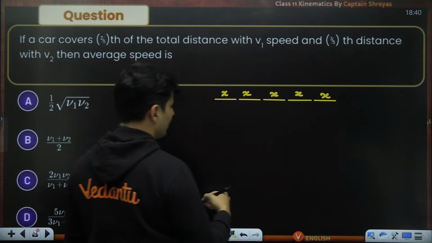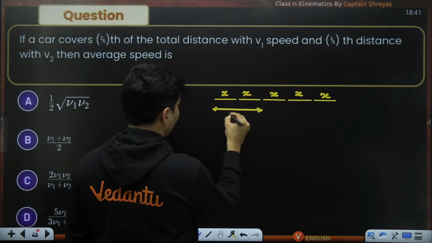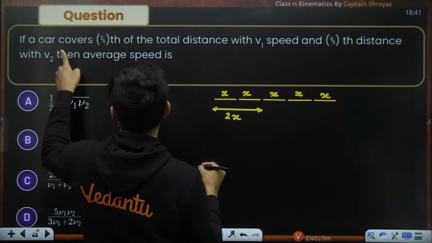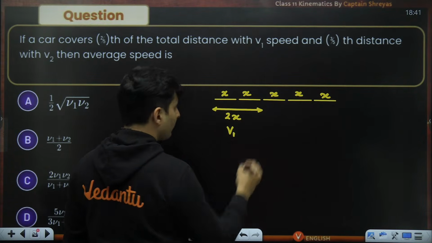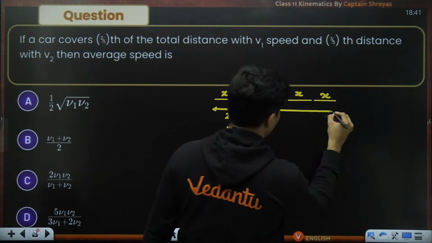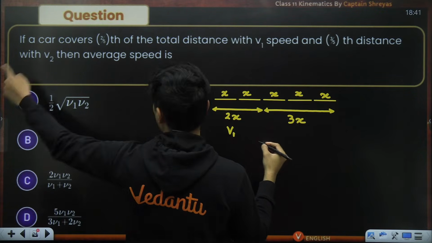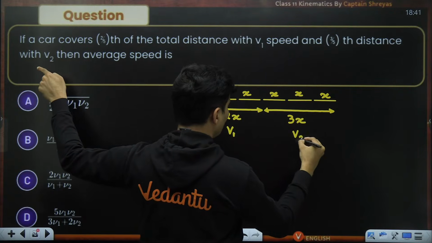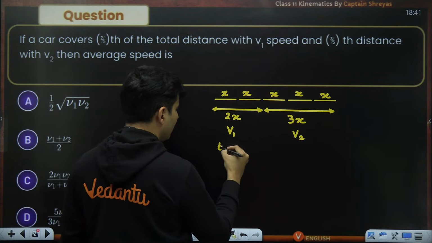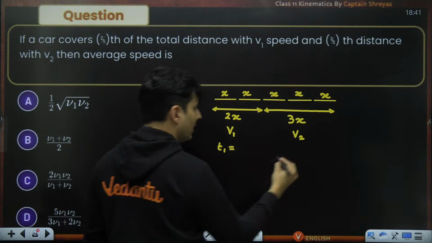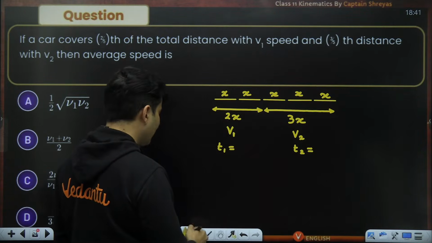Each part as X. Now, this first part, which is basically 2x, you have traveled with v1 speed. That remaining distance, which is basically 3x, you have traveled with v2 speed. Because speeds and distances are different, times will also be different. This will be t1. Let's assume this is t2. How much is t1 and t2?